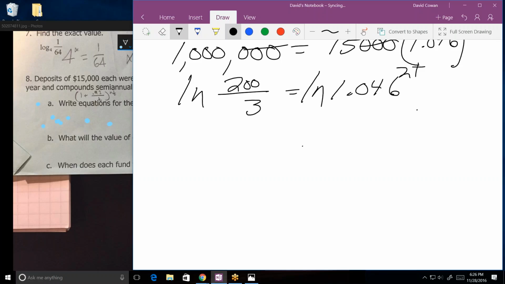What now? Now that I took the natural log of both sides, what am I going to do? Bring the 2t out in front of the natural log. Okay, so I got 2t times natural log of 1.046 over there. Now what? Trying to solve for that.